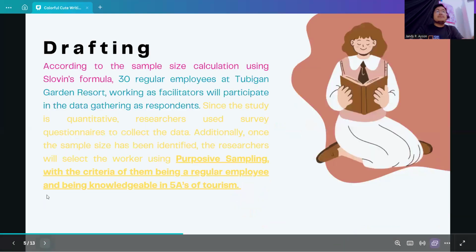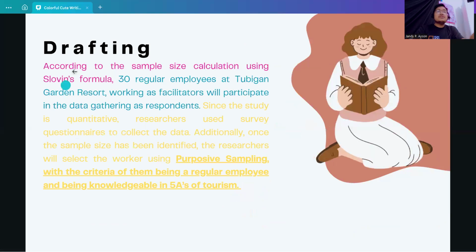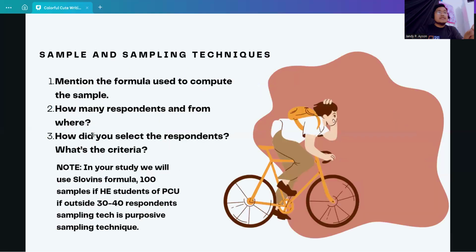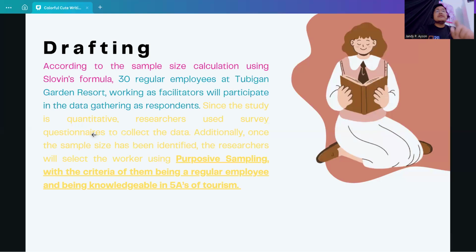So, for example, kung makikita nyo, according to the sample size calculation using Slovin's formula, mention kung ano yung formula, step 1. 30 regular employees at Tubigan Garden Resort working as facilitators will participate in the data gathering as respondents. Ayan. How many respondents and from where? Nasabi, ilan? 30. Galing saan? Tubigan Garden Resort.